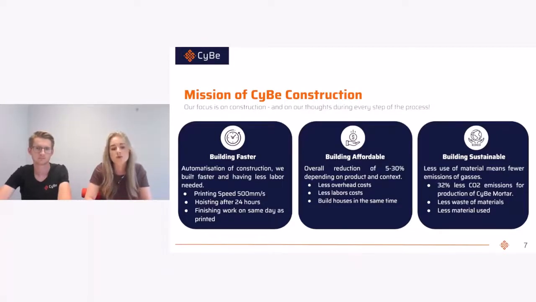One of the most important benefits of 3D concrete printing is the increase in capacity it allows for construction companies. Because of our fast-setting material, we can print at a high speed of 500 millimeters per second. The hoisting of the elements can be done after 24 hours, and the finishing work can therefore be done immediately after.